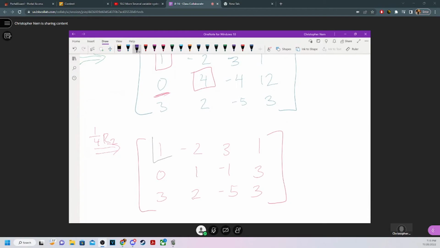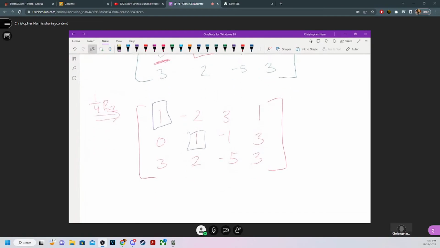So now this has a leading coefficient of 1. This has a leading coefficient of 1. We're almost there. However, the next one needs to be to the right. That means this has to be a 0, and this has to be a 0 somehow. It's not divided by 0, but they have to be zeros.